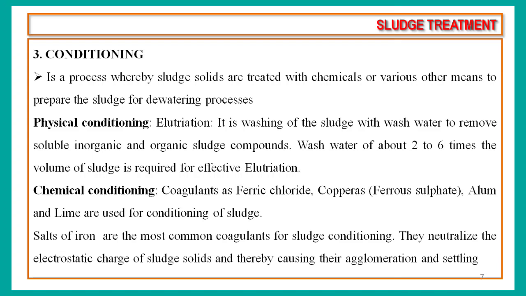There are two methods used for conditioning. The first one is physical conditioning. In physical conditioning, there is elutriation. It is the washing of the sludge with wash water to remove soluble inorganic and organic compounds present in the sludge. Wash water of about 2 to 6 times the volume of sludge is required for effective filtration.